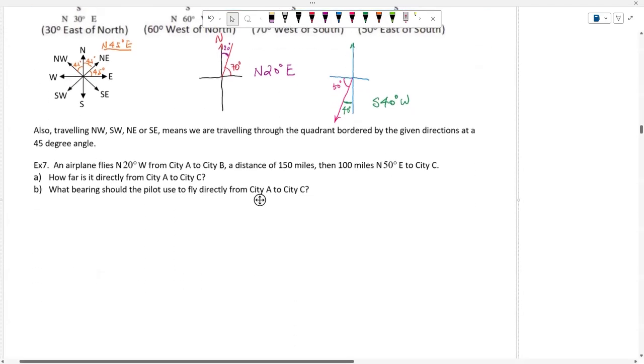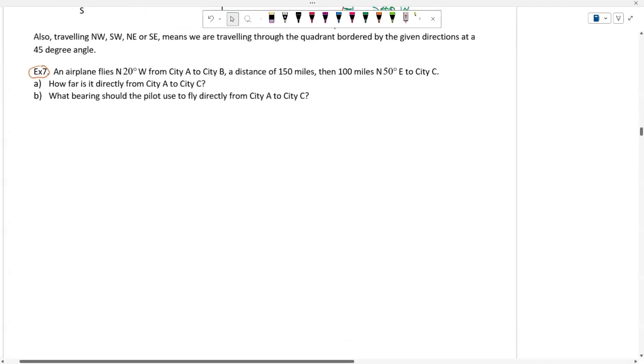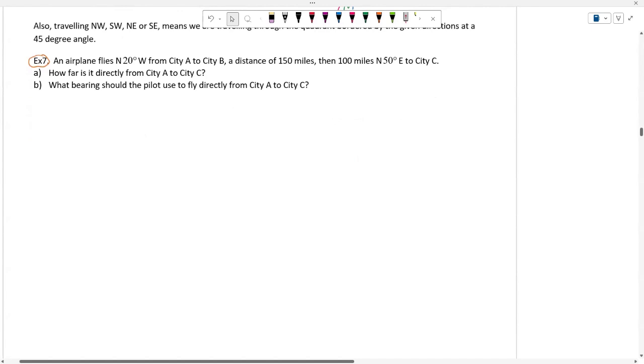Okay, so now let us look at our last example. When I try to work out this type of problem, what I will do first is sketch the diagram, and then try to see how we use maybe the law of sine or cosine to help us finish the problem. Then in this case, let's think about this.